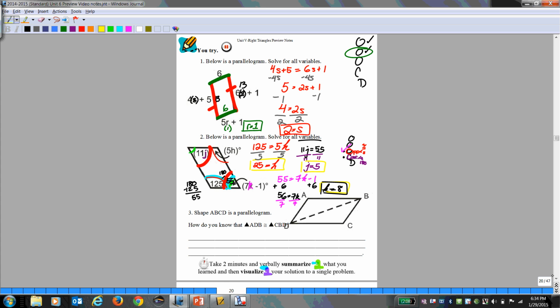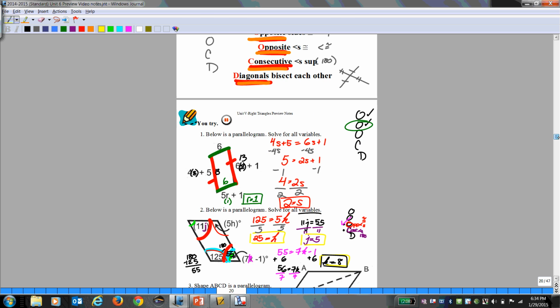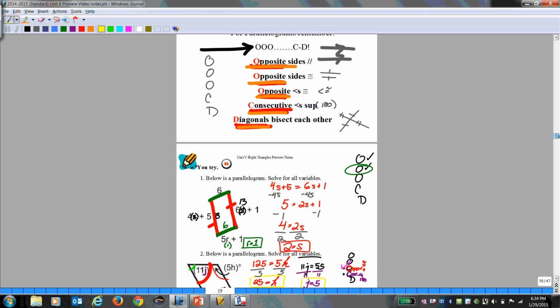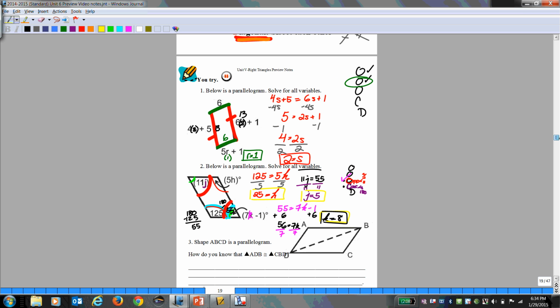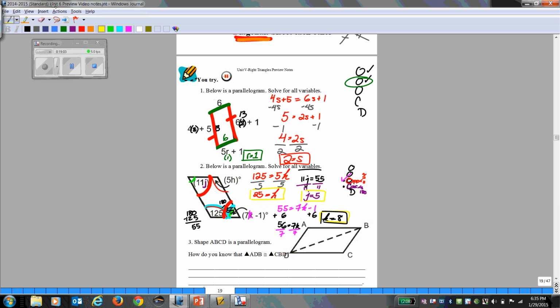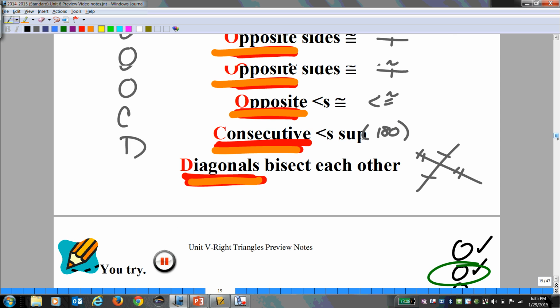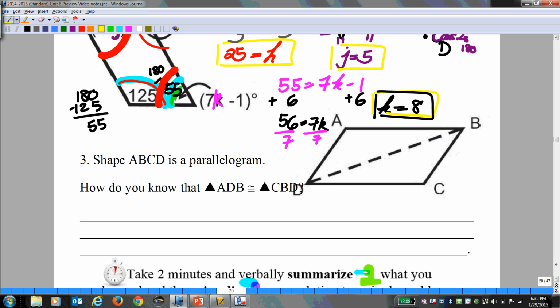Now for this one right here, if you take a look, we're asking ourselves, how do we know this is a parallelogram? How do we know that this triangle ADB, which is the red triangle, is congruent to CBD, which is the blue triangle?